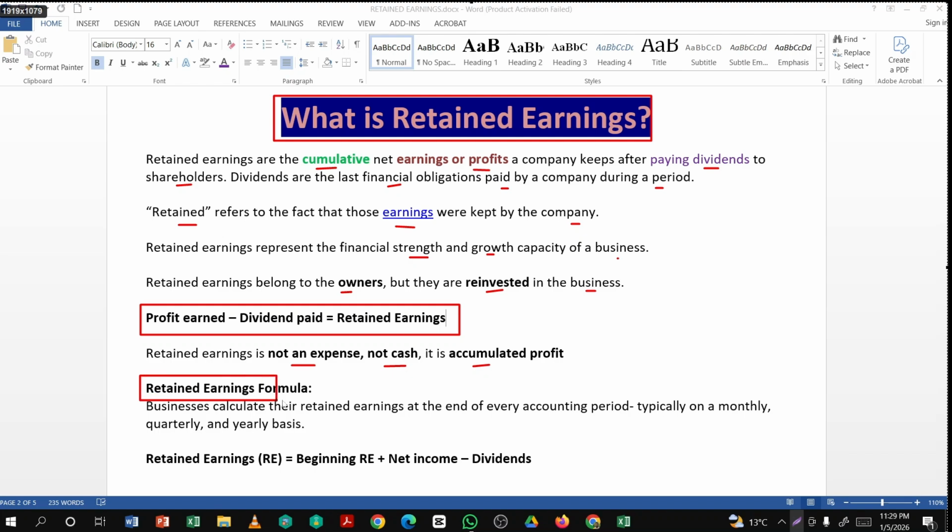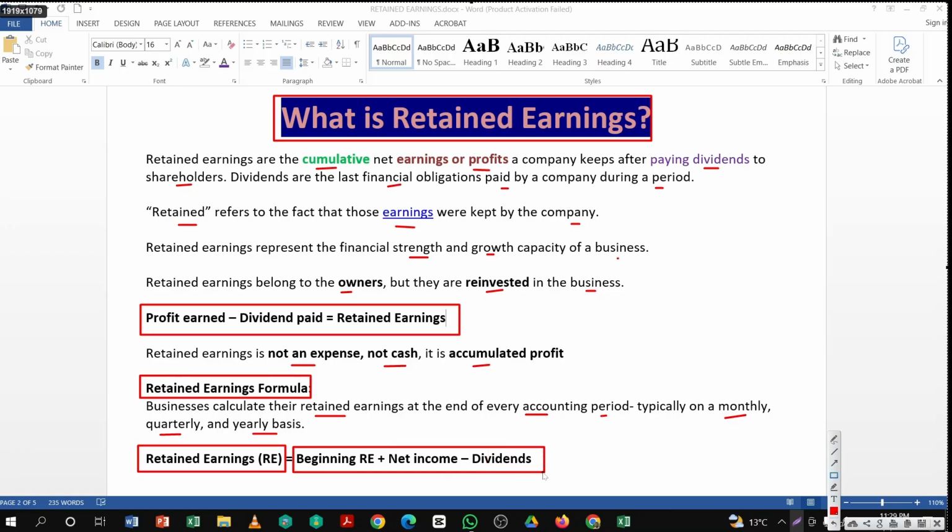Retained earnings formula. Businesses calculate their retained earnings at the end of every accounting period, typically on a monthly, quarterly, and yearly basis. Retained earnings equal beginning retained earnings plus net income minus dividends.